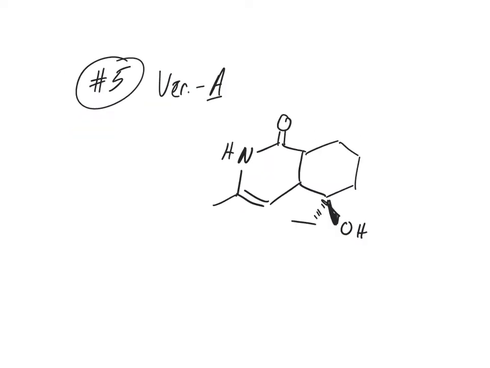Number 5 for version A, it asks you to assign all asymmetric centers as RS and assign EZ or neither for all alkenes. So for this one, let's focus in on the alkene. Remember how we do alkenes? We split them in half, and then we rank them from either side of the carbon. From this carbon, it's bound to a nitrogen and a carbon. So which has higher priority, nitrogen or carbon? Nitrogen. So this side would have higher priority.